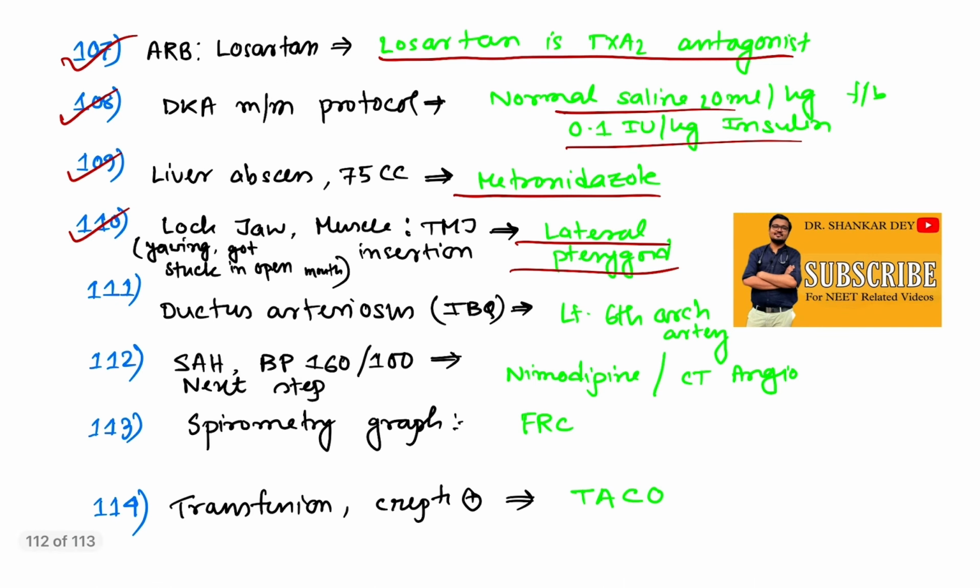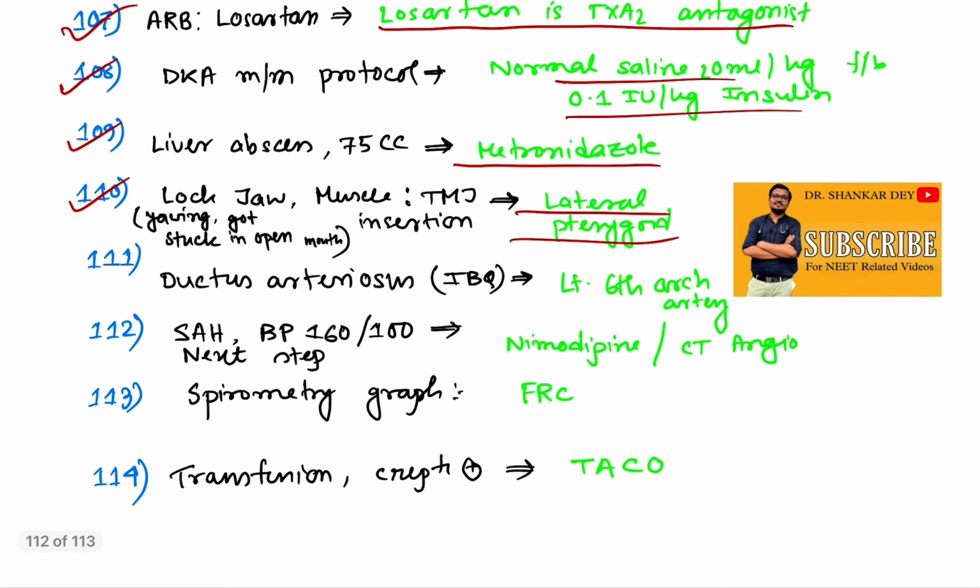Coming to question number 111, the ductus arteriosus was marked. As all of you know, the arch arteries are 3, 4, 6. The distal part of the left 6th arch artery will form the ductus arteriosus. This is 3, 4, 6. So the 6th arch artery forms the ductus arteriosus.